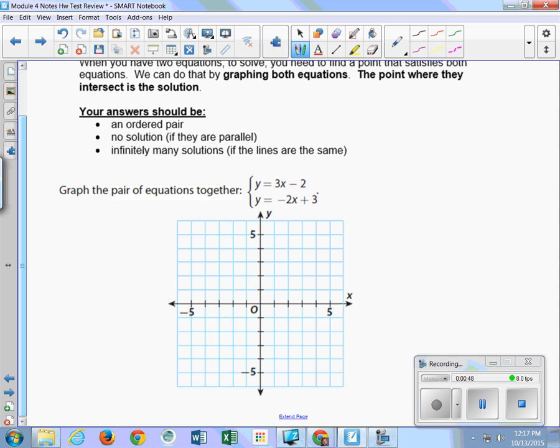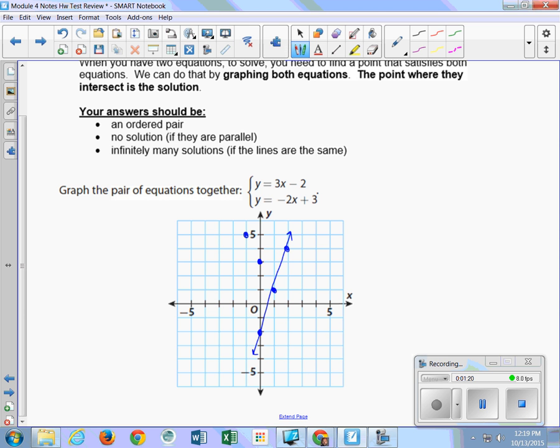First line, y-intercept -2, slope 3/1. Rise and run 3 over 1. Okay, then I'm going to graph the second equation. Y-intercept at +3. Rise 2, run 1 to the left because it's negative. Negative tells me to go left. If I go down, I got to go the opposite direction.